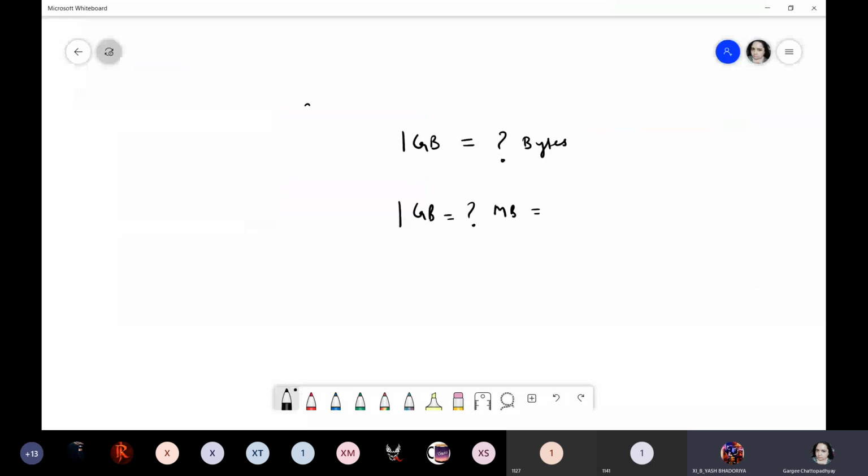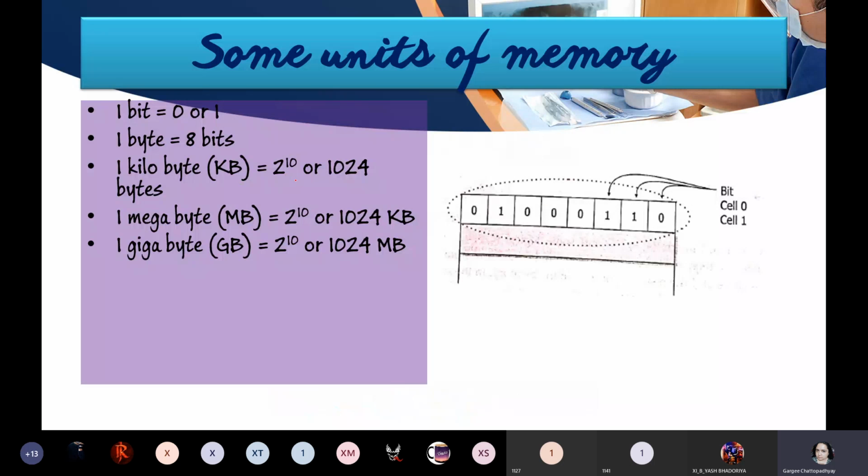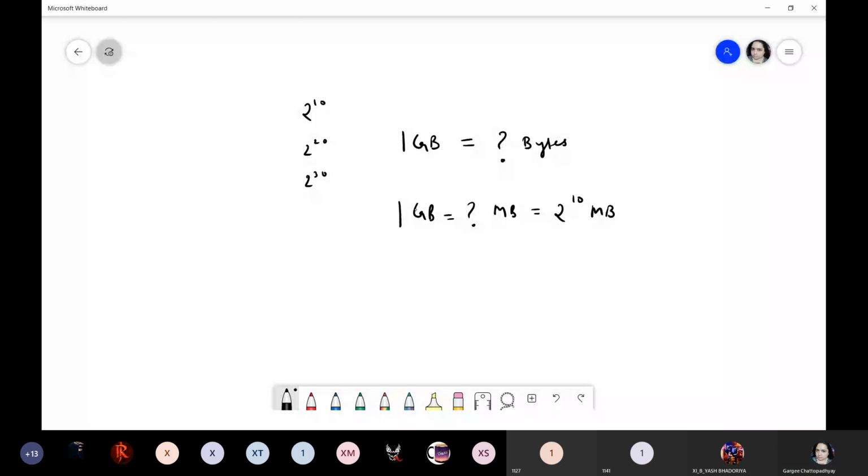In the options, you had something like this: 2 raised to the power 10, 2 raised to the power 20, 2 raised to the power 30, and so on, right? So now you can take it as 2 raised to the power 10 MB, that is 1 GB. Now convert this 2 raised to the power 10 MB into kilobytes. You will again multiply it by 2 raised to the power 10. That will give you the value in kilobytes, that is 2 raised to the power 20 KB, right? And then further multiplied by 2 raised to the power 10, that is for your bytes. So you will get at the end 2 raised to the power 30 bytes.